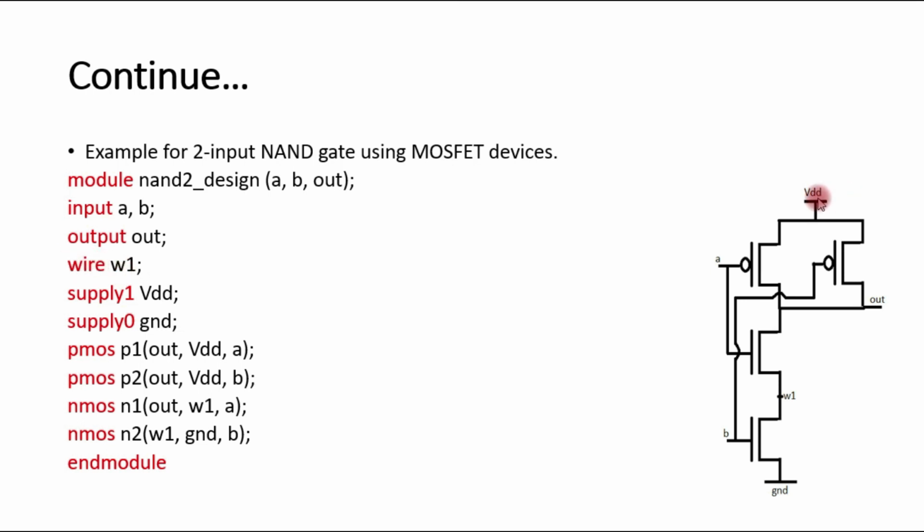Power supply VDD is used here. So supply1, that is the keyword in the Verilog library, and it shows the power supply. It means VDD is assigned the value of the power supply.